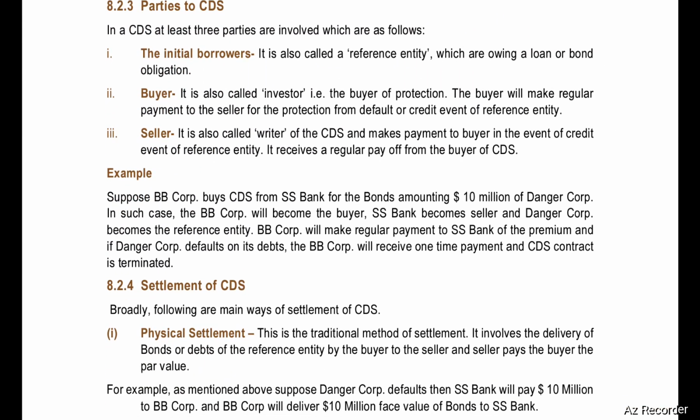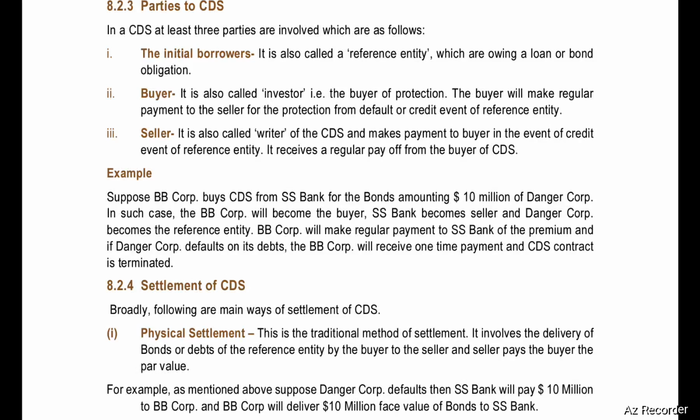Parties to CDS. In CDS, at least three parties are involved, which are as follows. First one, initial borrowers. Second, buyer. Next, seller. Initial borrowers, buyer, seller. Three parties to CDS.